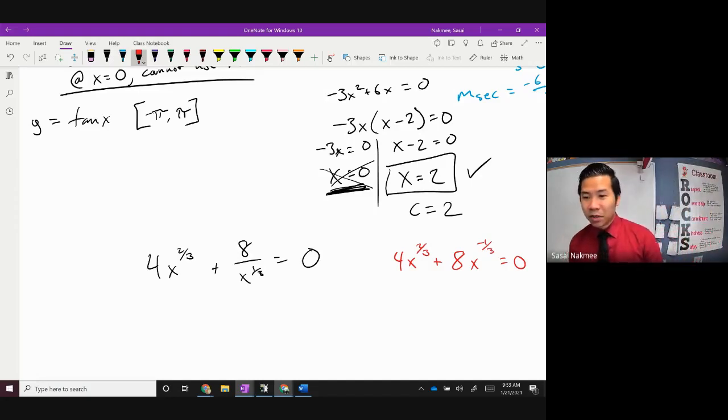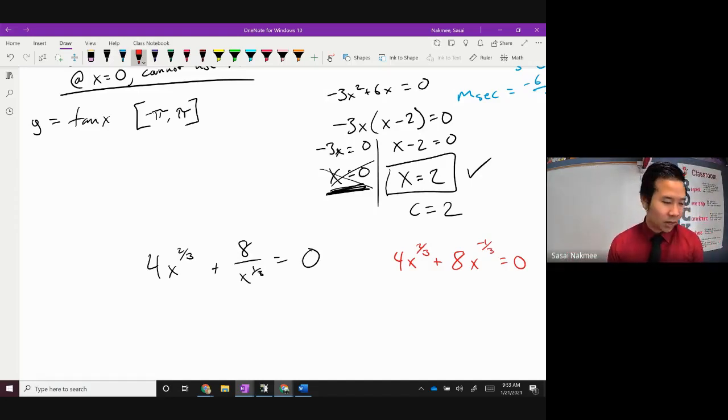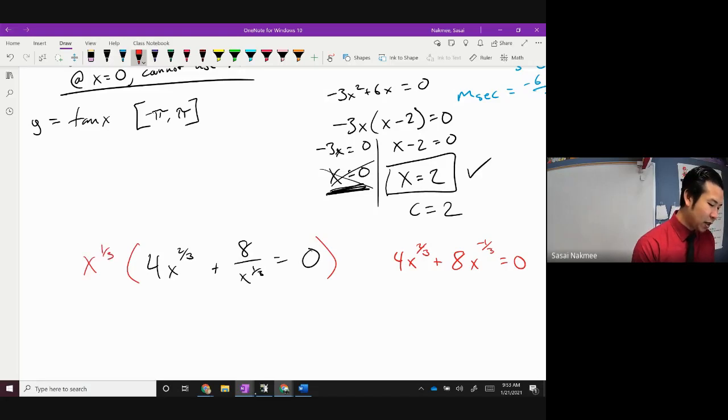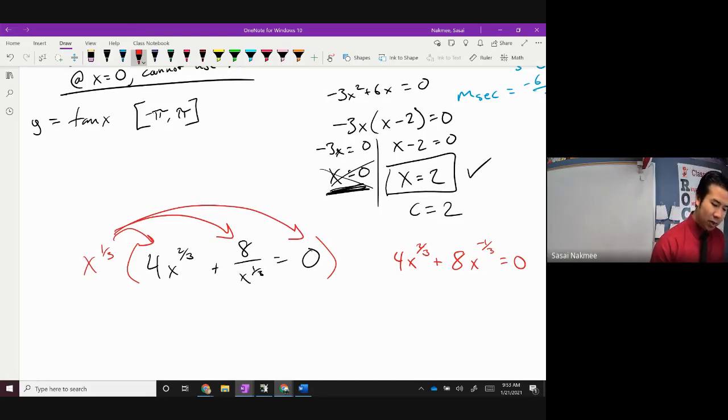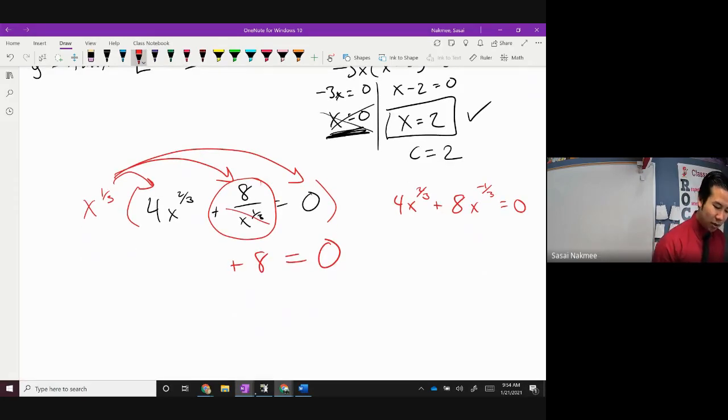What else? Multiply both sides by x to the 1/3. And that's actually the technique for this one. If you hate rational expressions, algebraically speaking, you could get rid of fractions by multiplying by the denominator. Multiply both sides by x to the 1/3, and this is going to distribute to every single term. So x to the 1/3 times 0 is still 0. This part is interesting: x to the 1/3 times this term is going to cancel out the x to the 1/3, and you're going to be left with just a plus 8. Now this part is also interesting: x to the 1/3 times 4x to the 2/3.